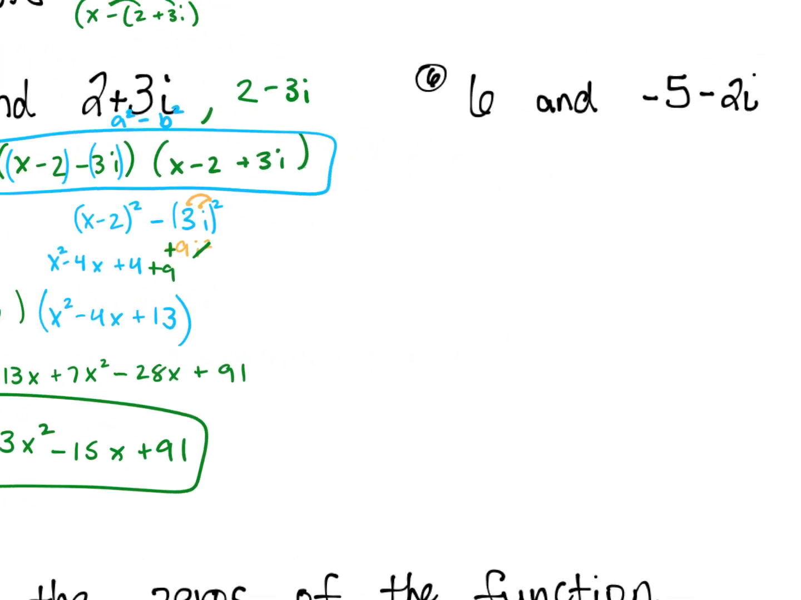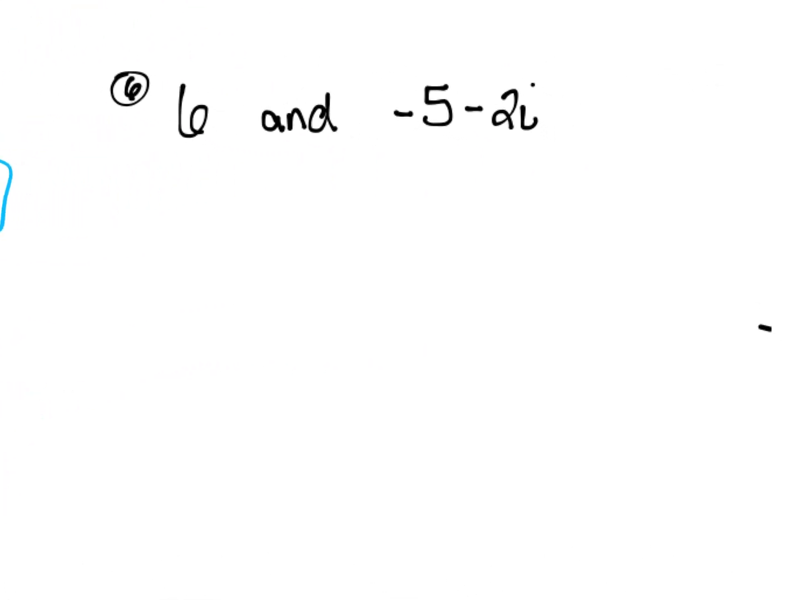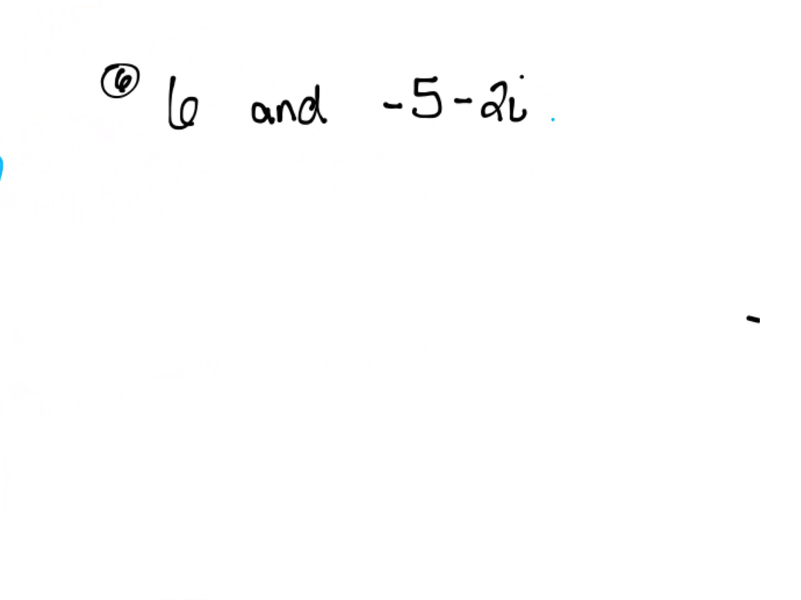So let's look at number 6. What zero are we missing here? Negative 5 plus 2i. So the first term stays the same, the real part stays the same, the middle sign changes. Let's write it in our factored form. What would the first part be? X minus 6. Then what?